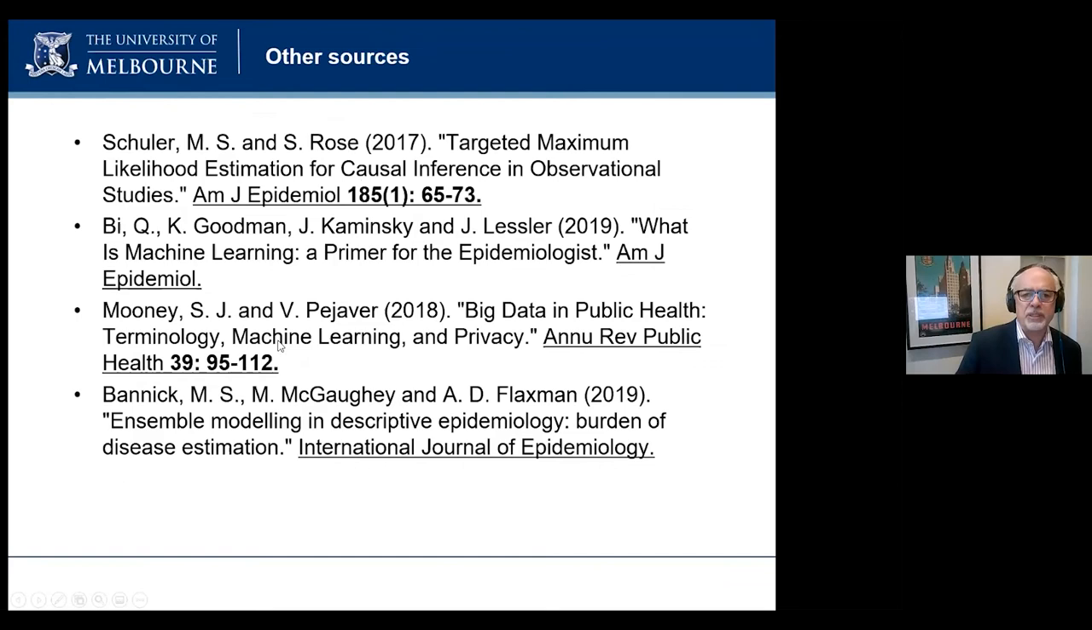This one here is called in as an associate editor of IJE, and they've described how the ensemble model things used in the Burden of Disease study, for example. And I will finish up there, Laura and Michael, and stop sharing. And I really look forward to discussion because I think I'll learn stuff here because I don't pretend to be an expert on this. Thank you so much, Professor Blakely.